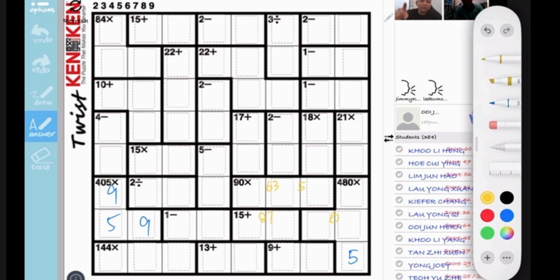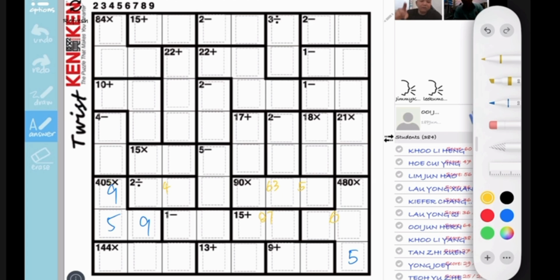And looking at the third last row, we have used 3, 5, 6, and 9, so we are left with 2, 4, 7, and 8. And to get a 2 divide here, there must be a 4 here. But we don't know if it's 2, 4 or 8, 4. Okay? But there must be a 4 there.